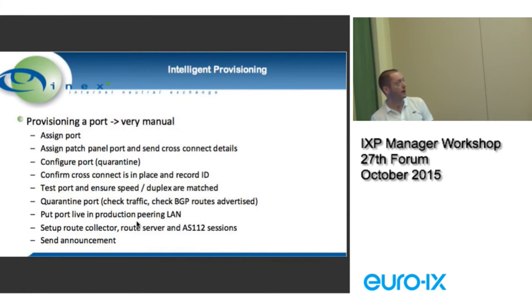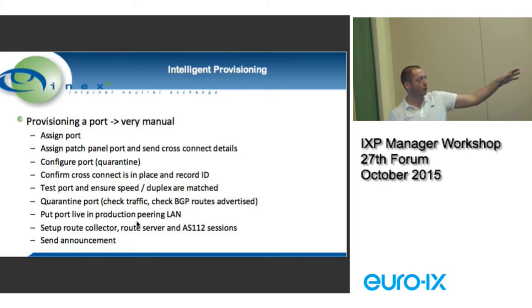So provisioning a port at INEX looks like this. It's a really manual process. A new member, or a member requesting a new port, asks for a port via the IXP Manager. We create the virtual interface, and then we create the physical interface. We assign a free port. We then go to the wiki and find the patch panel port. So again, the ordering earlier on is important: intelligent provisioning falls underneath patch panel management.